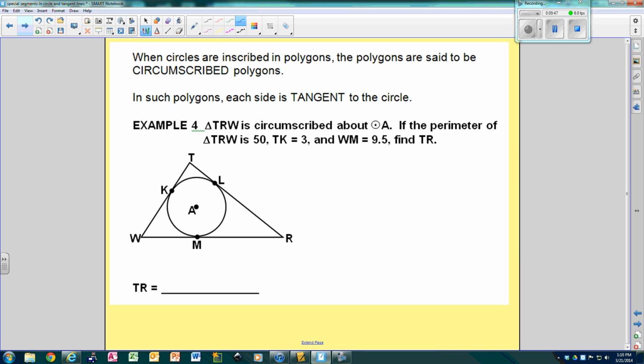Okay, and then the next theorem is, it's not really a theorem, it's just kind of a fact that we're going to use from the previous theorem. It's if you put a circle inside of a triangle or any other figure, see how this point T is outside?